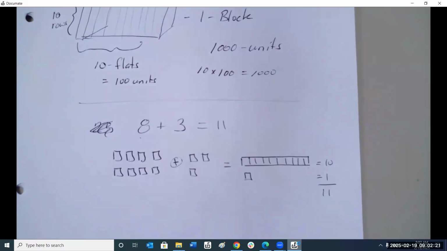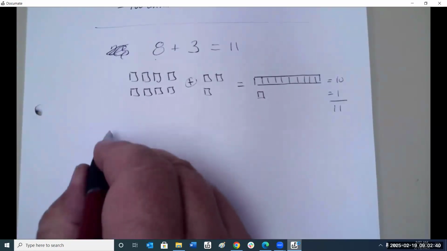This is how you introduce the number system to kids. You have to relate it to blocks of some sort. Or if you don't use blocks, use something else. Use erasers, use pieces of paper, whatever. But this is the way you do it. And then you can go even bigger.